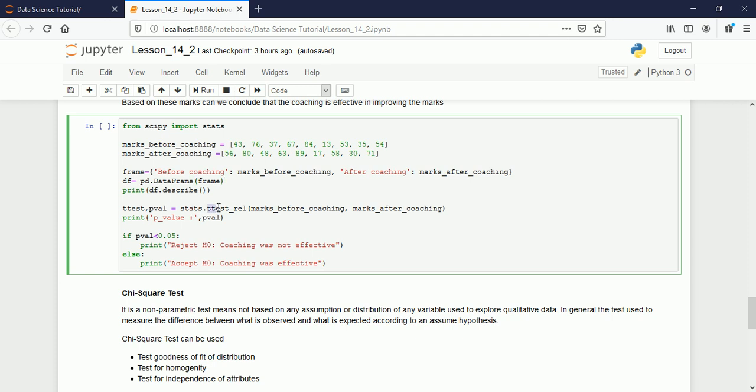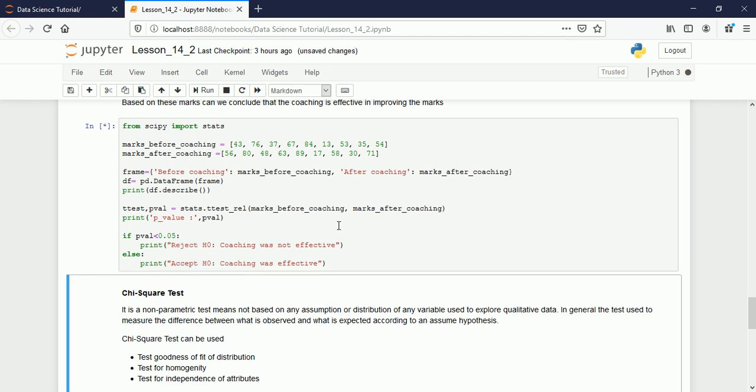stats.ttest_rel, and we are providing before coaching and after coaching, and it returns the p-value for us. So the p-value is important. We have to check it with this significance level. If it is less than that, we will reject. If it is more than that, we will accept. Now let me execute and see the result.